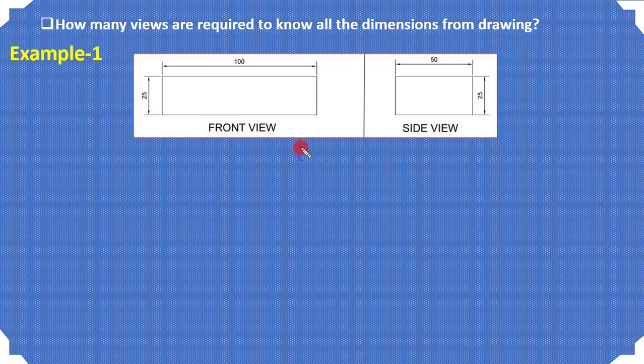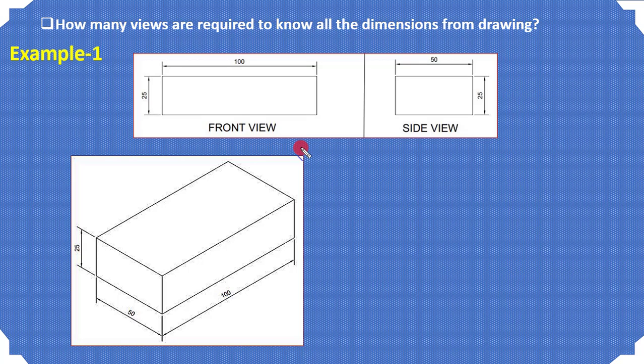Pause the video and think about it. I hope you got it. So it's a simple slab which has the dimensions: length is 100, width is 50, height is 25.